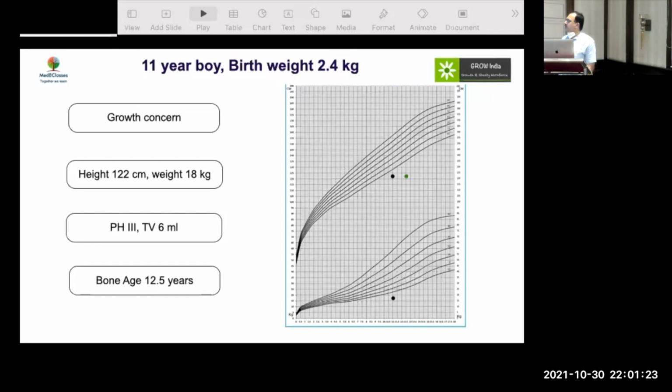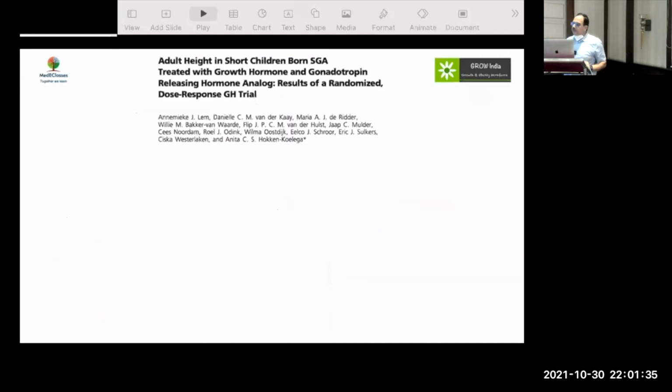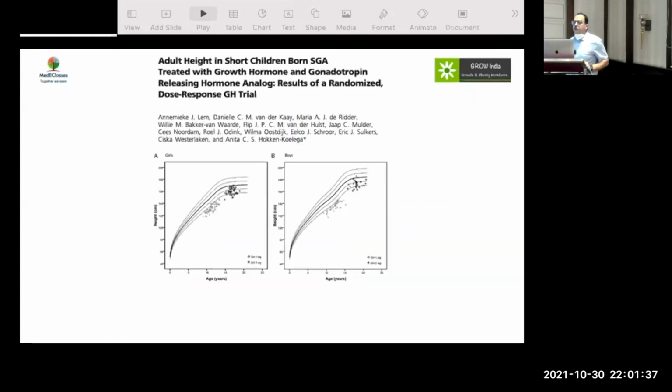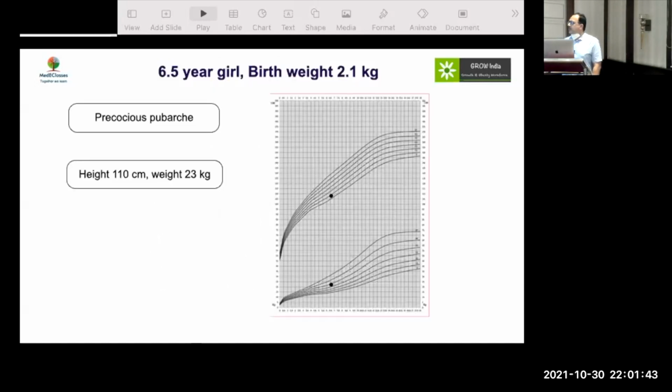So what we can do in this setting is actually to do something for the puberty. For early puberty we can give a GnRH analog. If it is central precocious puberty, we can delay the puberty. And studies have clearly shown that in individuals who have early puberty and SGA, GnRH analogs do improve the height.